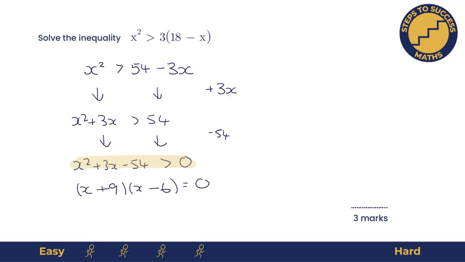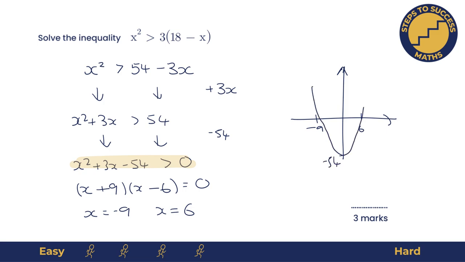And next you're going to sketch it. So the points of interest are negative 9 and 6, and then negative 54. So draw it, and we're looking for where it's greater than 0. So these ends here. So x can be less than negative 9, or x can be greater than 6.